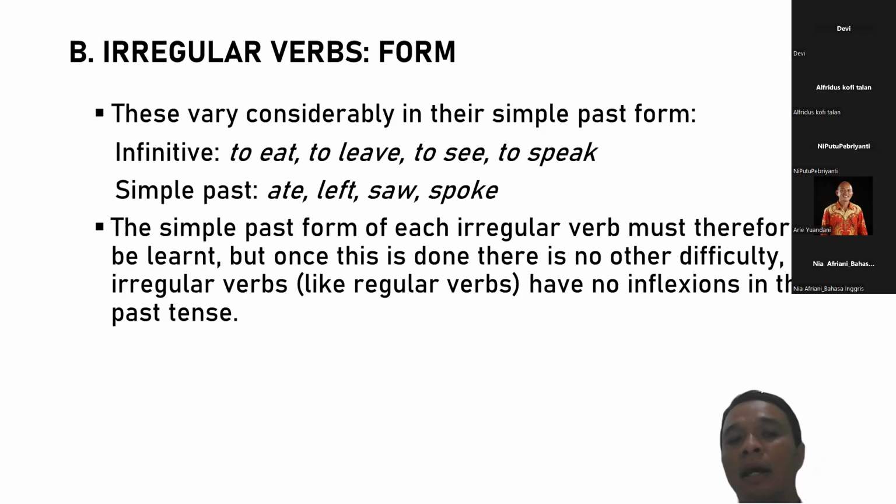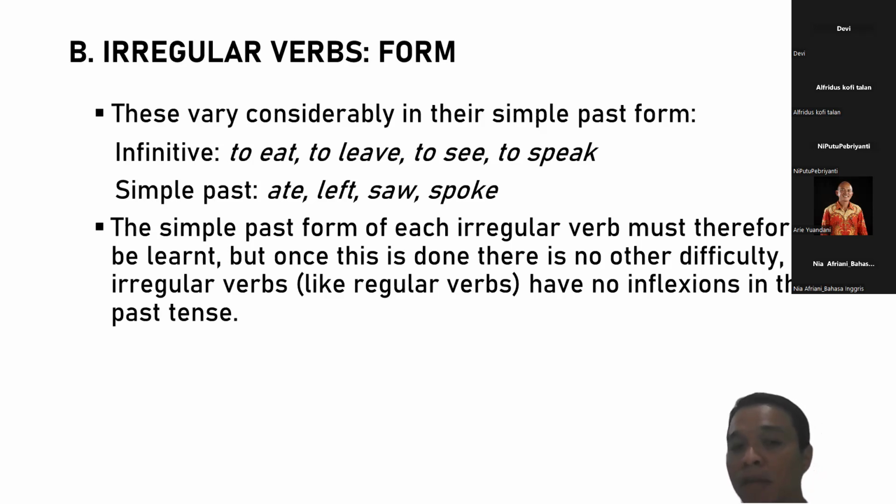Next, in the simple past tense, we also have two kinds of verbs. The first one is the regular verb. The second one is the irregular one. Irregular verbs vary considerably in their simple past form. For example, the infinitives to eat, to live, to see, to speak.